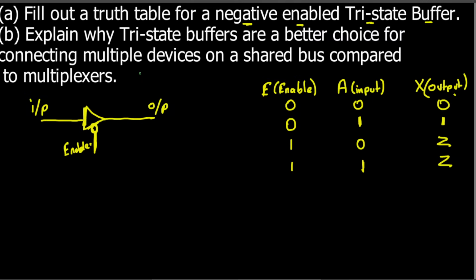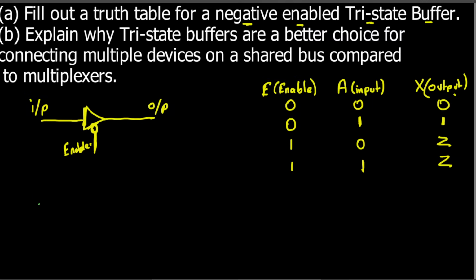At the same time, multiplexers take a lot of space as well. So for the controlling process, to avoid short circuits from doing input and output at the same time, and also to avoid taking a lot of space, tri-state buffer is better compared to the multiplexer.